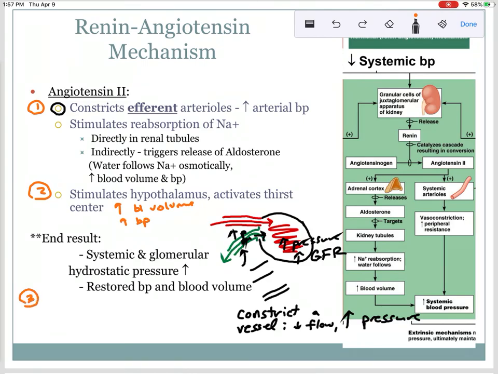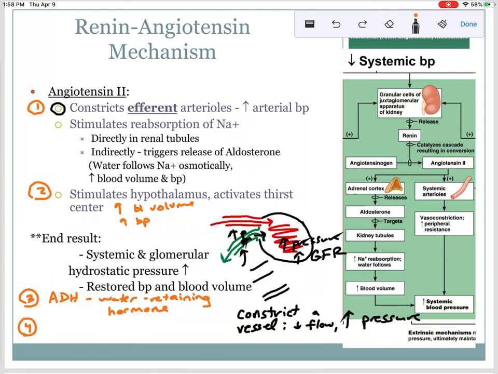Angiotensin II also stimulates a release of anti-diuretic hormone, which is our water-retaining hormone. This is the same information from the blood vessel chapter. So if our initial problem is low blood pressure, if we release ADH, it tells the kidneys to retain more water. If I retain more water, fluid volume and blood volume go up, and blood pressure goes up.